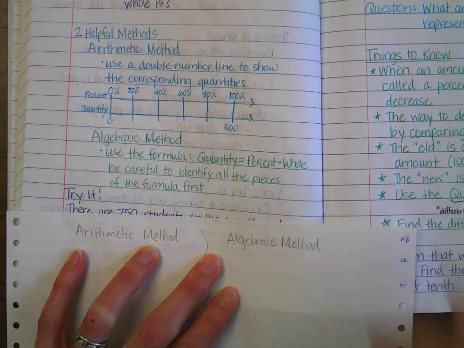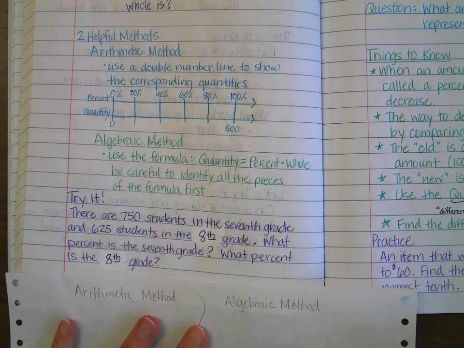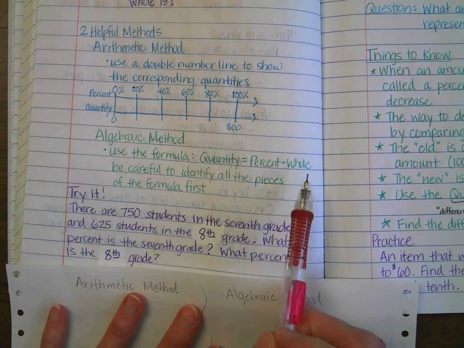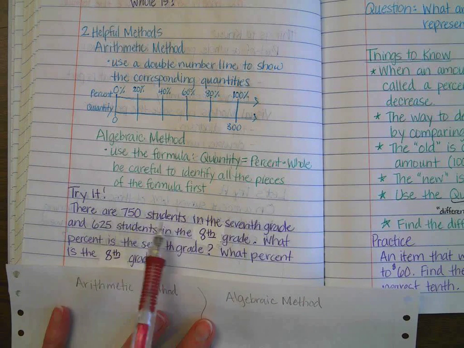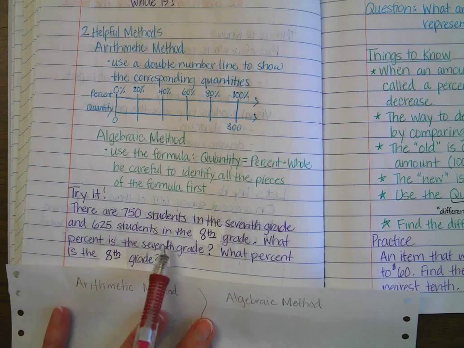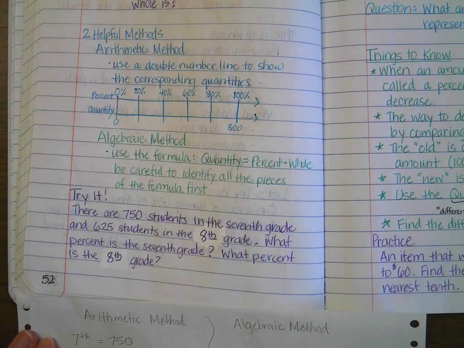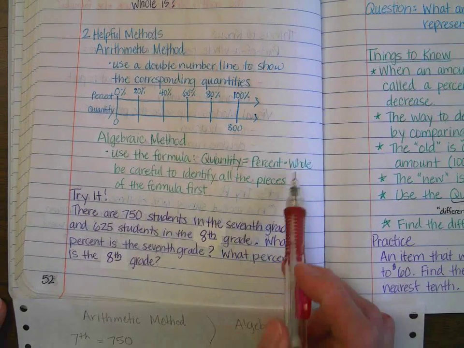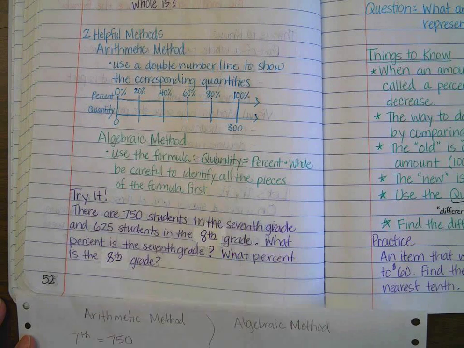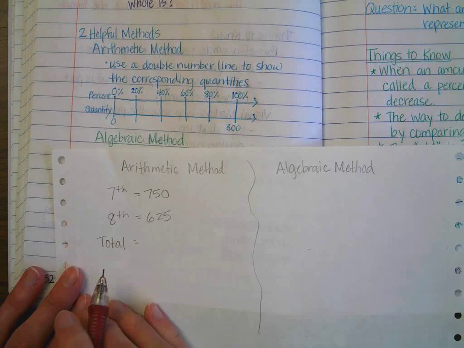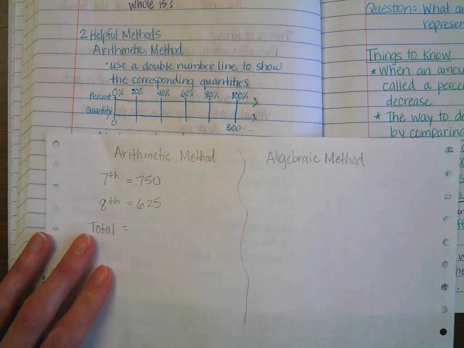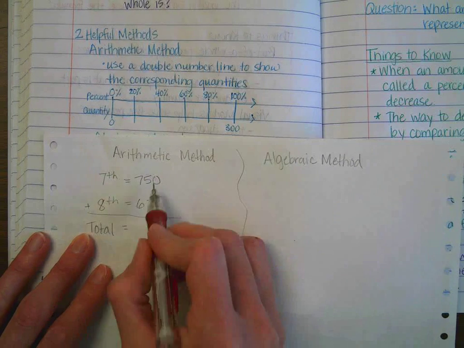Before we start using either of them, I would like to identify what we have. We have quantity and we have whole, and we have to decide which one is which. There are 750 students in the 7th grade, and there are 625 students in the 8th grade. Do we have the total? That's the first thing that I would ask. Do we know what the whole is? Do we have the whole amount? Do we have the quantities? Right now what we have is two quantities. I would not say that we know the total yet because we haven't figured that out. So the best thing to do before we use either method is to figure out what our total would be.